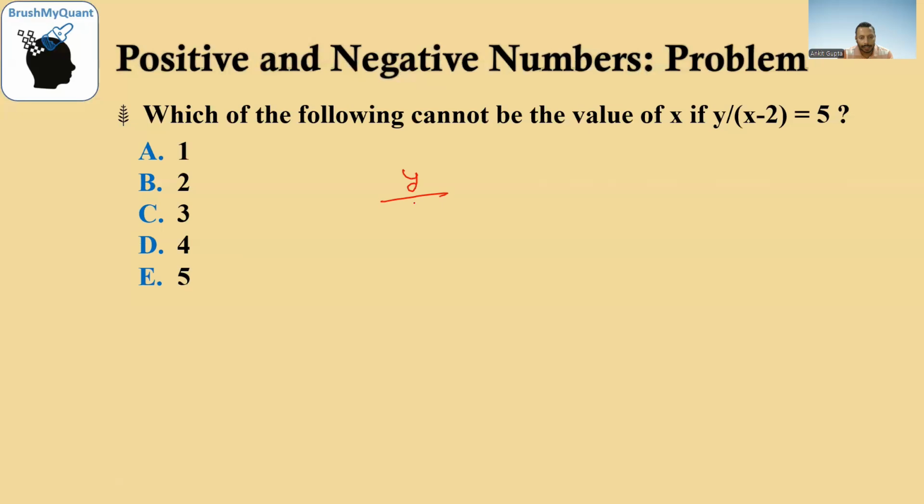Now y divided by x minus 2 is equal to 5 is given to us, and they are asking which of the following cannot be the value of x. And 5 option choices are given to us.